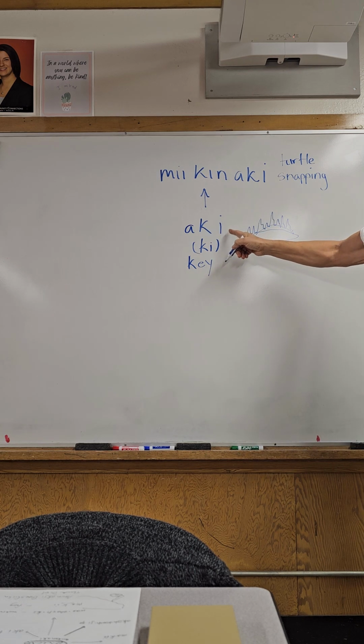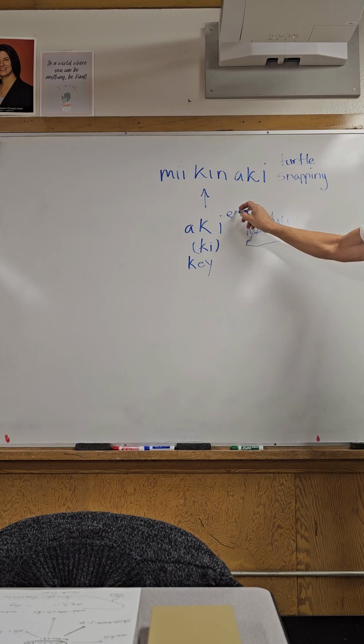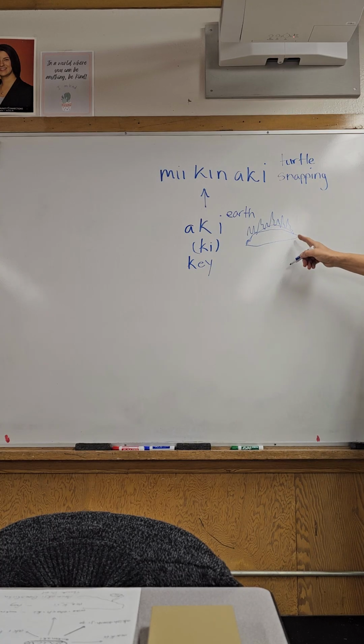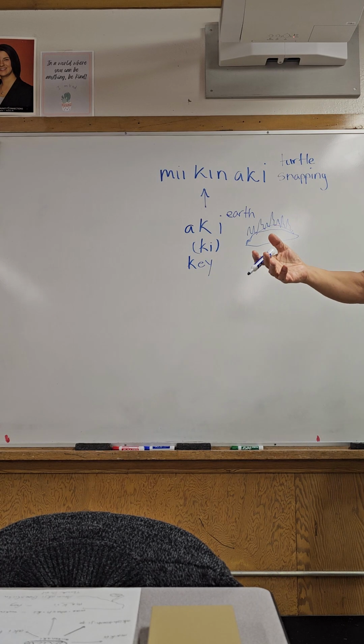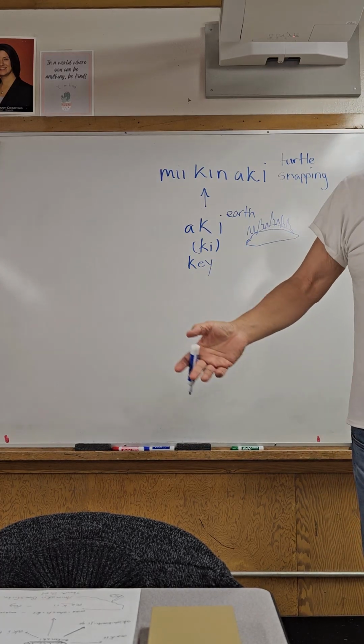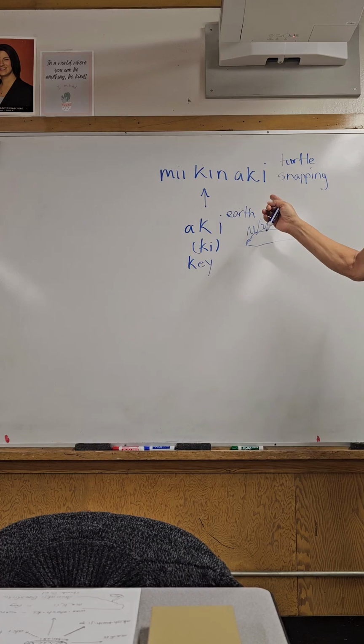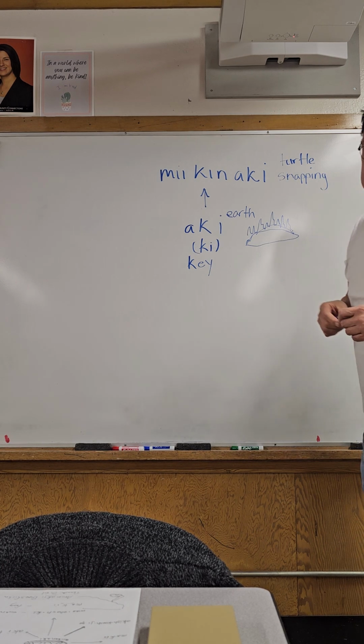So that's the earth. This is the earth. And then the Mikinake is talking about the earth being on the turtle's back. So the snapping turtle in our recreation story after the Great Flood, that's who carries the earth on his back, is the Mikinake. Yeah, from last year. So snapping turtle, Mikinake.